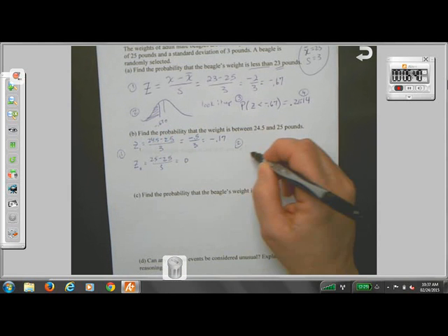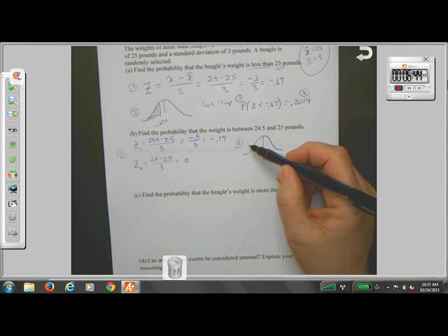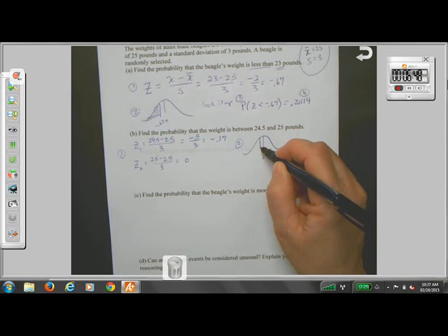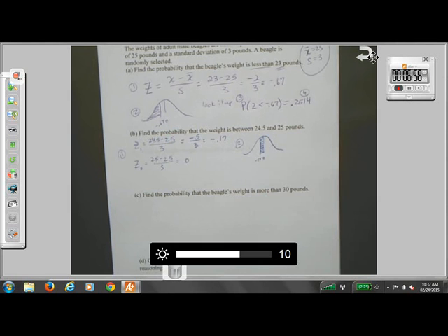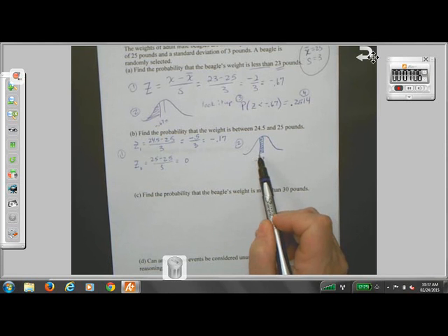Step two is to draw the curve. So we have negative 0.17, very, very close to 0, and 0. So it's just this little area right in here between those two values. Right in between. It looks like it's going to be a very small probability, because we're very close to 0 and right up to 0.